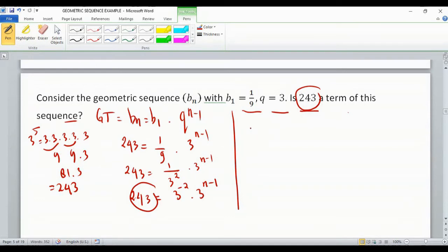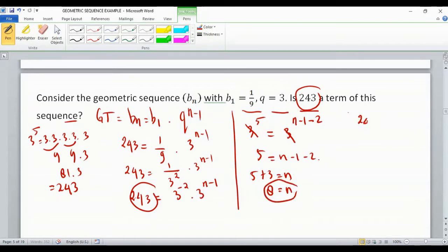So from here, we can change 243 to 3 power 5, which equals 3 power n minus 1 minus 2. Okay, so we cancel the 3, and then 5 equals n minus 1 minus 2. So 5 plus 3 is equal to n, so n is equal to 8. So it's true, 243 is the eighth term of the sequence. Okay, everyone, I hope you understand what I'm explaining today.